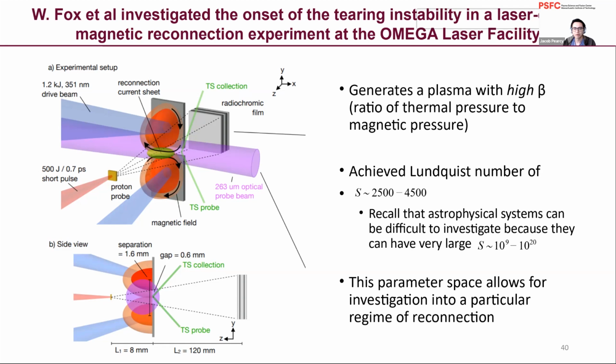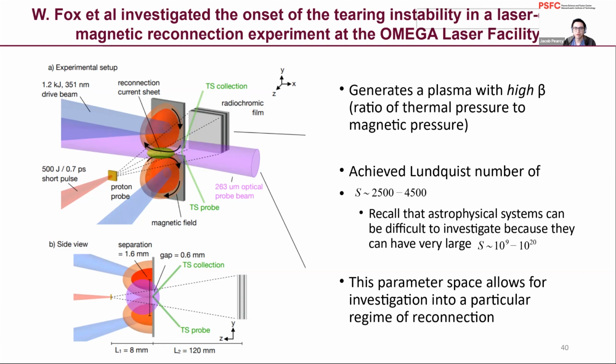And they were imaged with proton radiography, the same diagnostic that I mentioned before, where you have some proton source that produces charged particles that propagate through there, which are deflected by the magnetic fields and are collected. So you can see what the magnetic fields were like. And this experiment generated a plasma with high beta, so a high ratio of thermal pressure to magnetic pressure, and achieved a Lundquist number in the 2,500 to 4,500 range. So not as large as astrophysical systems, but still pretty large.